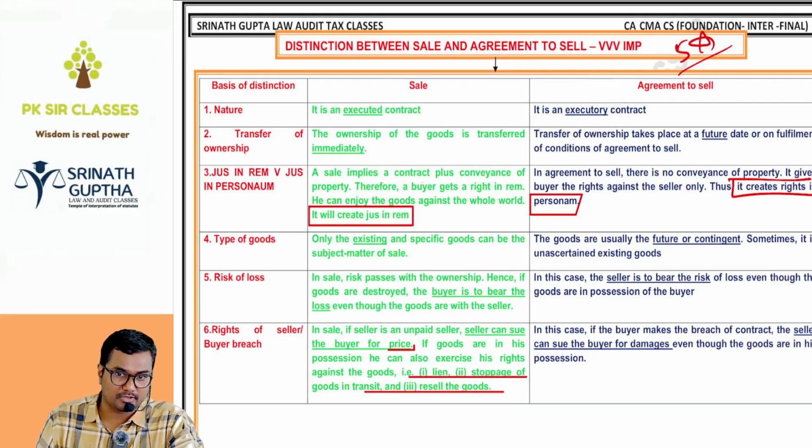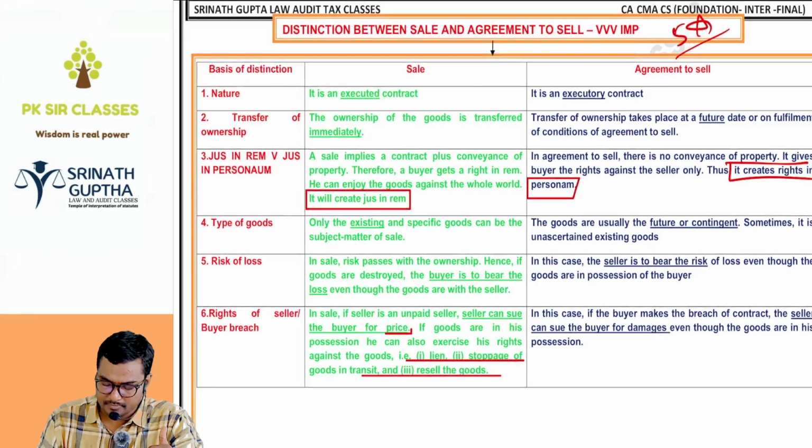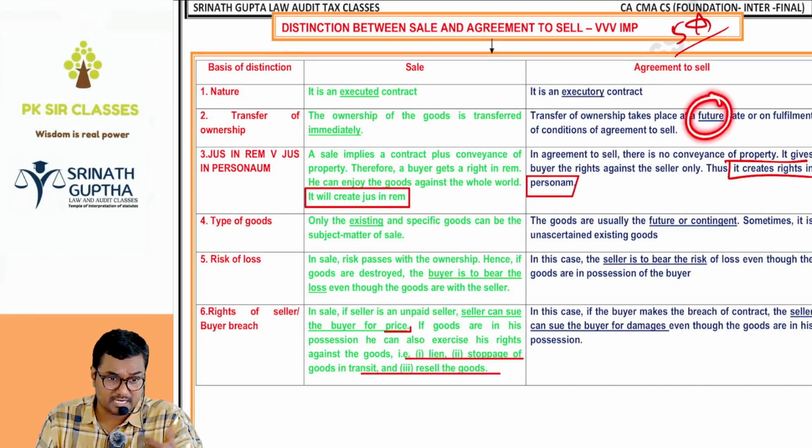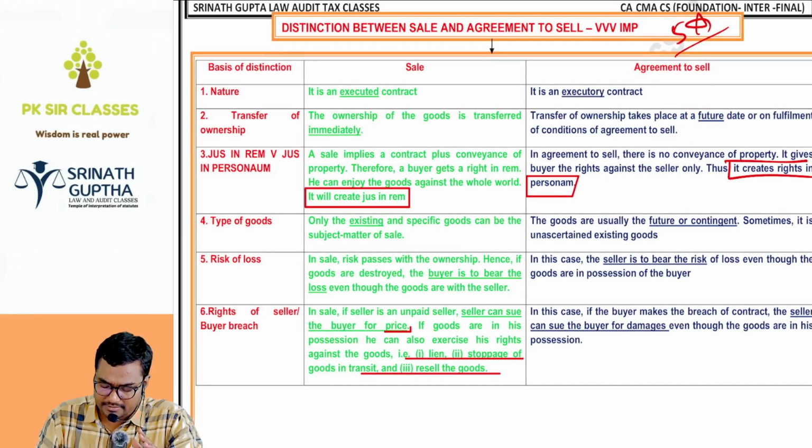Tomorrow I have to give the pen. Tomorrow you have to give the money. And in case of sale, ownership will transfer immediately. In case of agreement to sell, ownership will transfer at a future time. It will create just in rem. Just in rem means right on the thing.